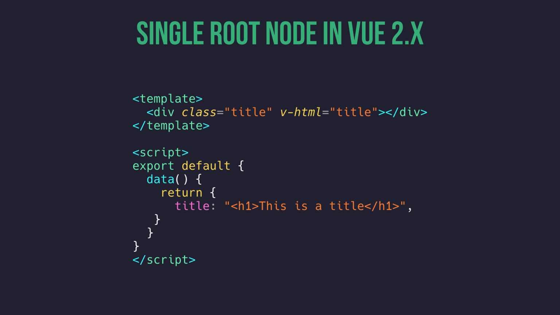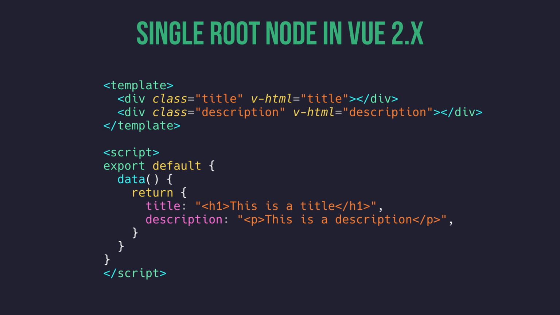The next feature I want to talk about is fragments, AKA multiple root nodes. So let's say that you were creating a page component in 2.x and you started out with a title. So we have a data function here that returns an object, and one of those properties is title. So that is some reactive data. We're displaying it in our template. We're using the v-html because that has some HTML in there. And this works just fine.